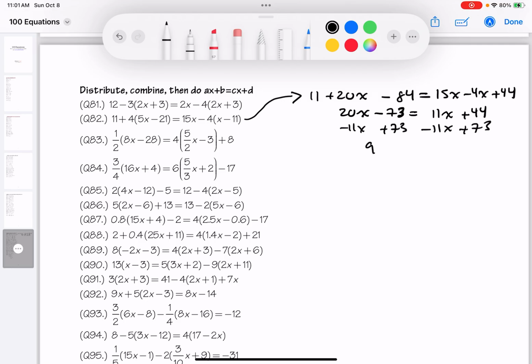What do you get there? 9x equals, well, let's see, 107. Is that right? 103. I'm sorry, 117. Sorry about that. So what I'm going to do now is divide both sides by 9.